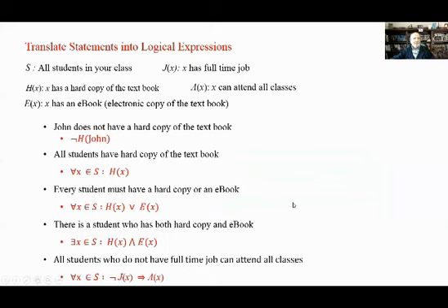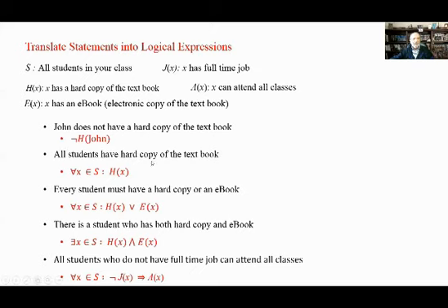Let's translate statements into logical expressions. This is really simple. S is all students in your class. J(x): x has a full-time job. H(x): x has a hard copy of the textbook. A(x): x can attend all classes. E(x): x has an e-book, an electronic copy of the textbook. Here's a statement now. John does not have a hard copy of the textbook. We put not H(John).